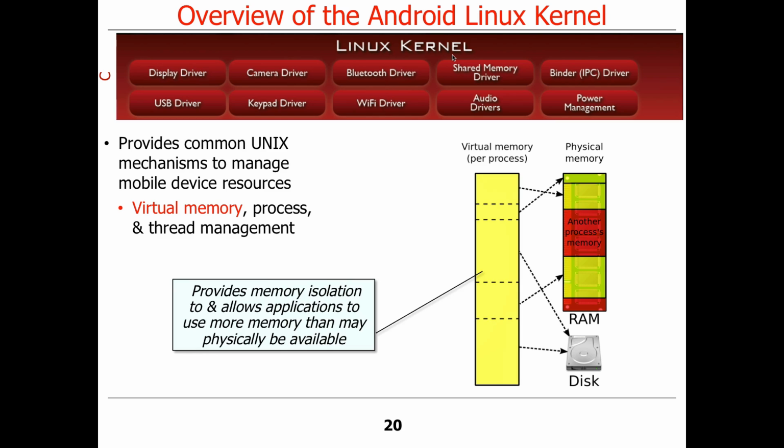So some of the things you find in Linux and Android Linux are core abstractions for managing the hardware devices, hardware resources in a modern operating environment. The key things we're going to talk about are virtual memory, processes, and threads. Virtual memory is basically a way of giving application developers the illusion they have a lot more memory than there is physical memory on the device.